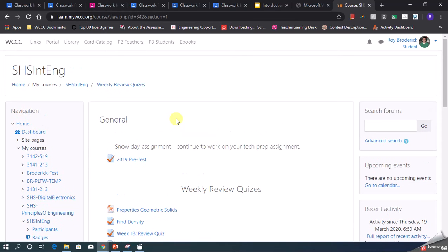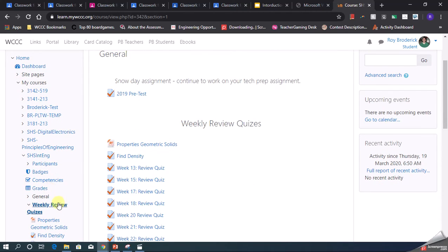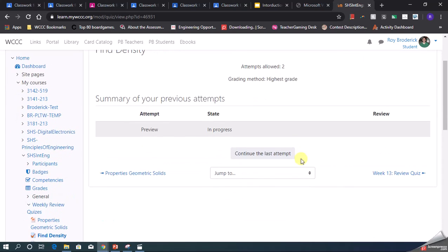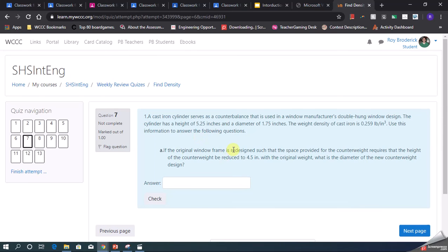When you log into that page, it's the same as what you did with the computer in the classroom. Then you'll find your weekly review quizzes, and you'll take the find density assignment. The notes I just went over are there if you want to look them over again. When you open that up, it'll say start this attempt, so you'll start that attempt and go through the different questions.